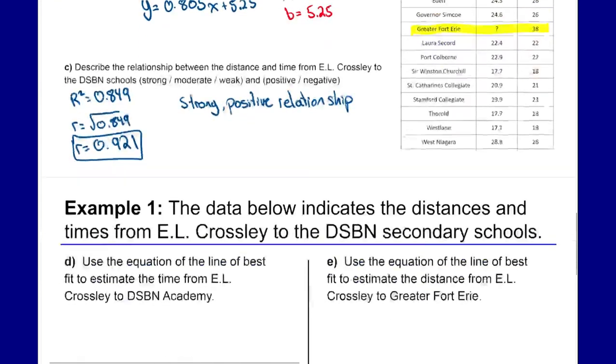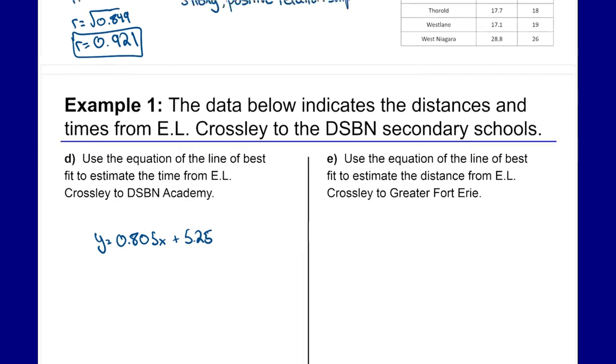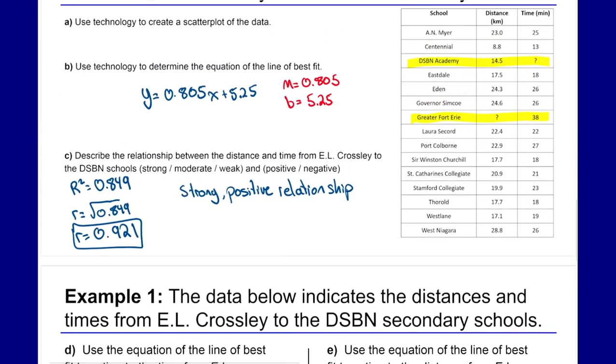So I'm going to write out my equation again: y equals 0.805x plus 5.25. And I want to determine the time to get to the DSBN Academy. So in this case, I have to be given a distance. And I am, because if I go back to my table, I do have a distance here of 14.5.